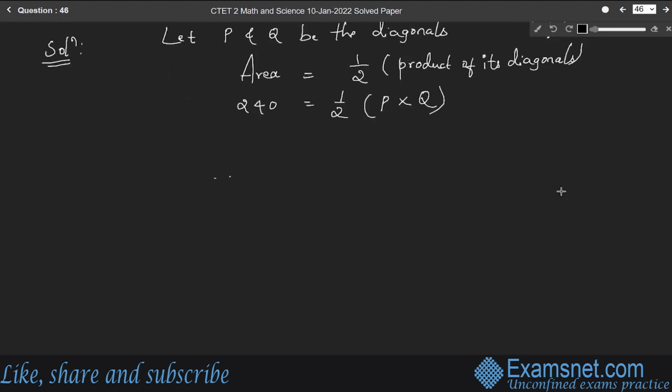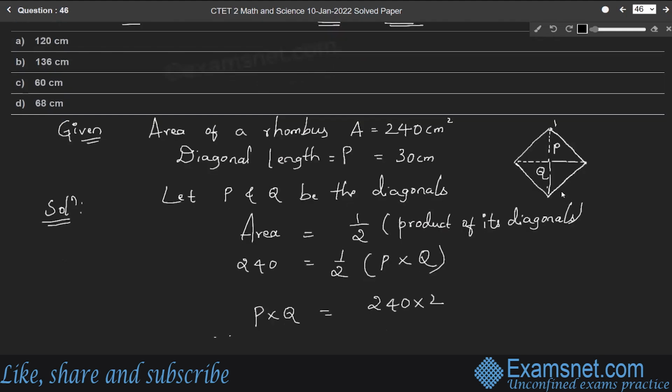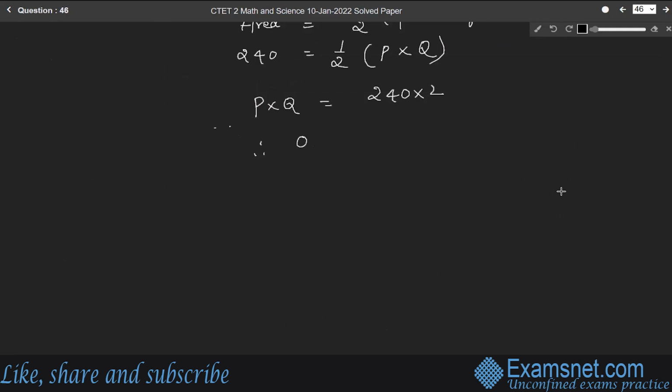Therefore, P into Q is equal to 240 into 2. Therefore, we know the value of P, one of its diagonals. So, P is 30 centimeter. Therefore, diagonal Q is equal to 240 into 2 by 30. So, it is 8 into 2, which is 16 centimeter. Diagonal Q is 16 centimeter.